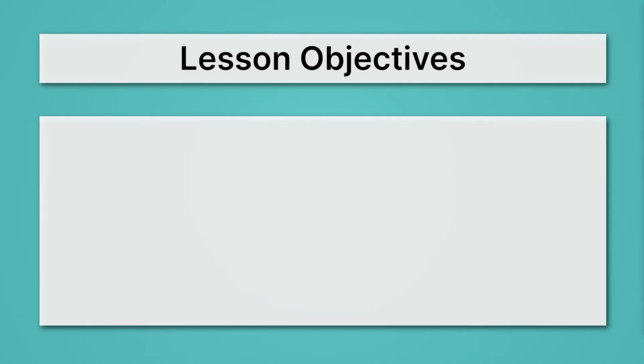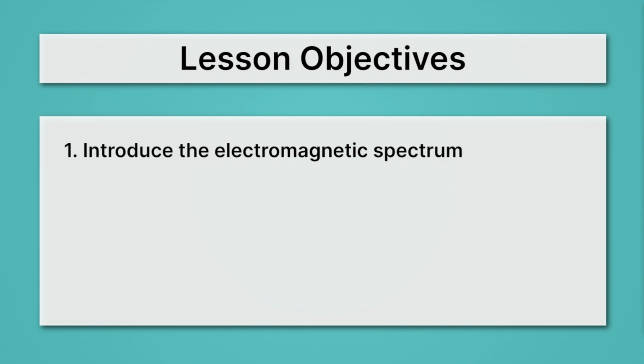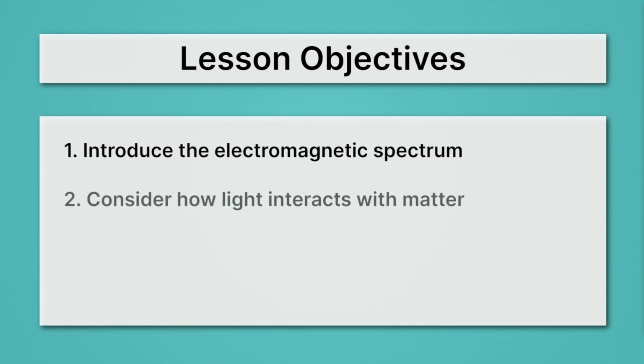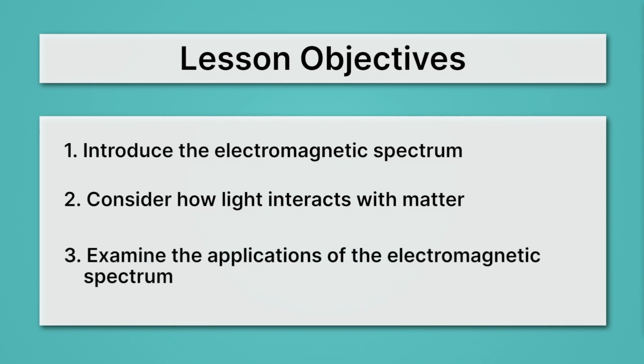Let's begin by reviewing our lesson objectives. First, we'll introduce the electromagnetic spectrum. Then we'll consider how light interacts with matter. And lastly, we'll examine the applications of the electromagnetic spectrum.